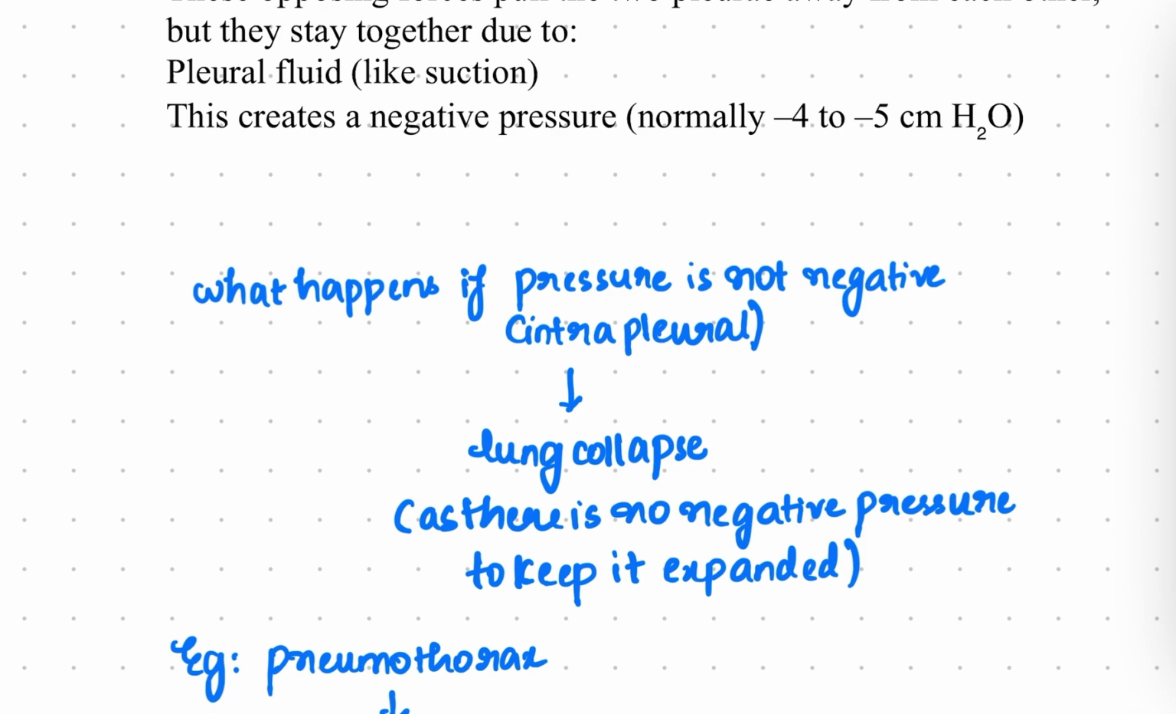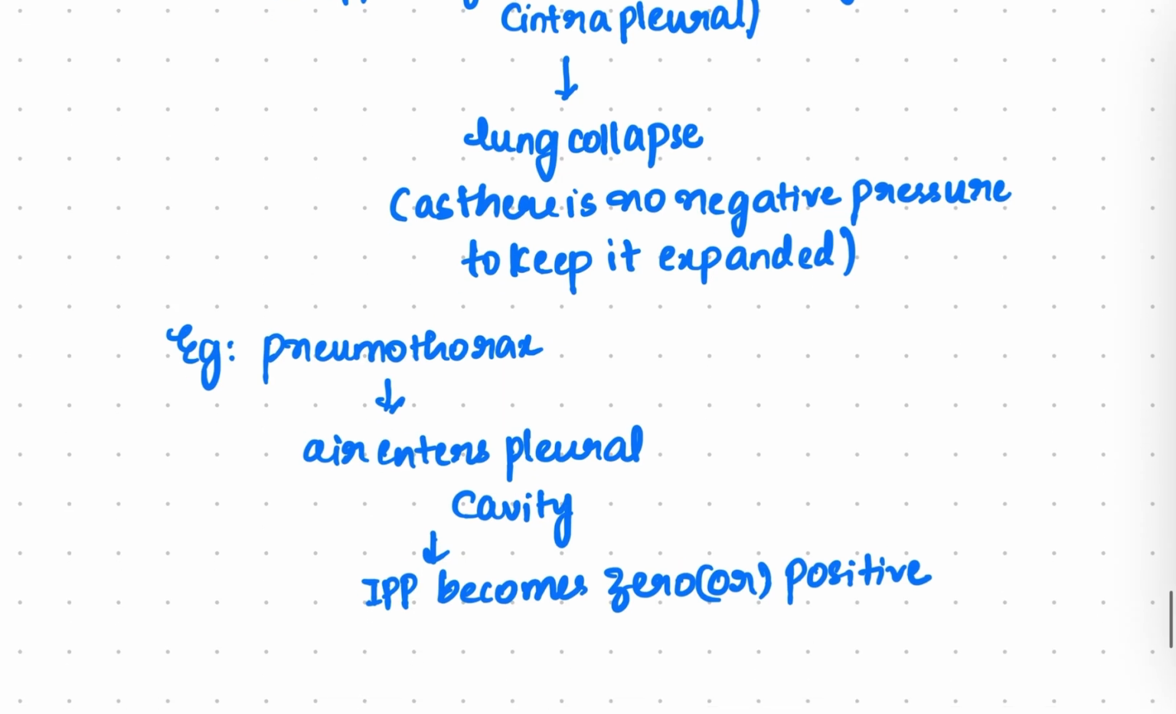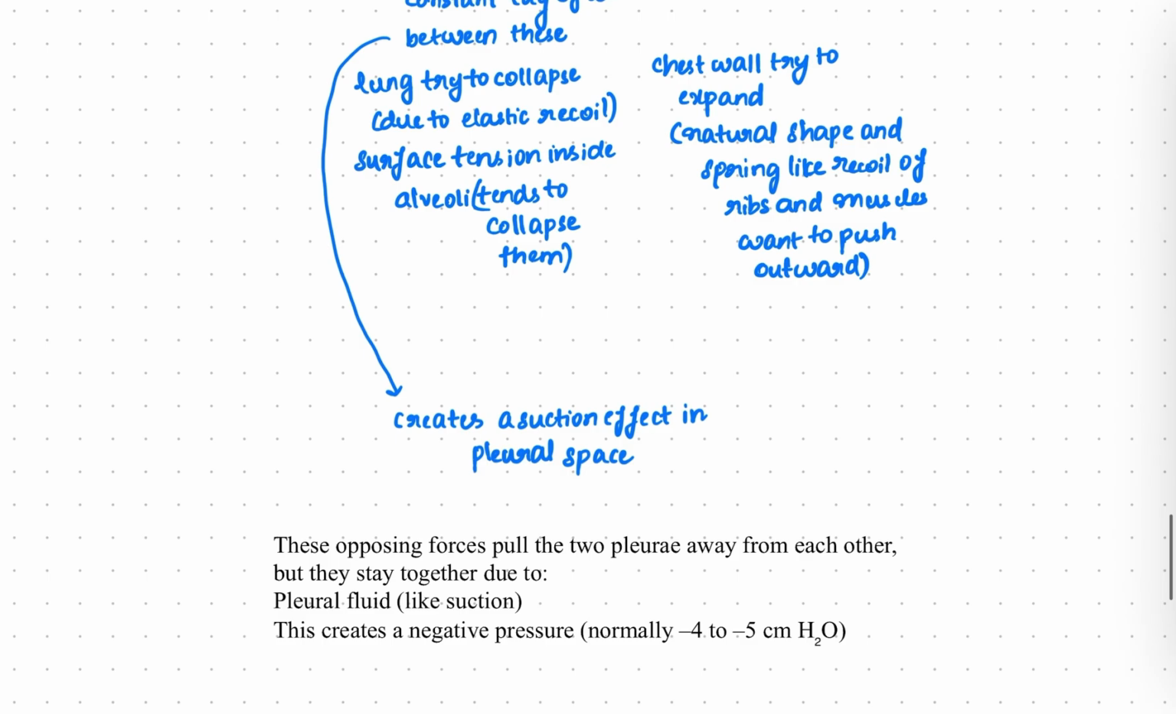What happens if the intrapleural pressure is not negative? If the pressure is not negative, the lungs will collapse, as there is no negative pressure keeping them expanded, because lungs always tend to collapse. The pressure which is keeping them expanded is the intrapleural pressure, that is a negative pressure. We can take an example like pneumothorax, where there is air entering the pleural cavity. As soon as the air enters the pleural cavity, the intrapleural pressure becomes 0 or positive. That's why it is not negative anymore. So the lungs will collapse during this condition.